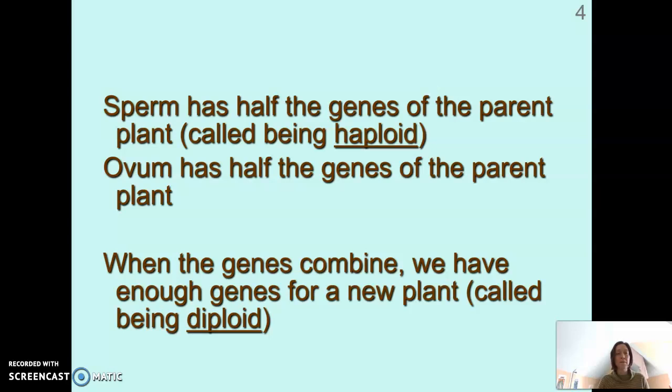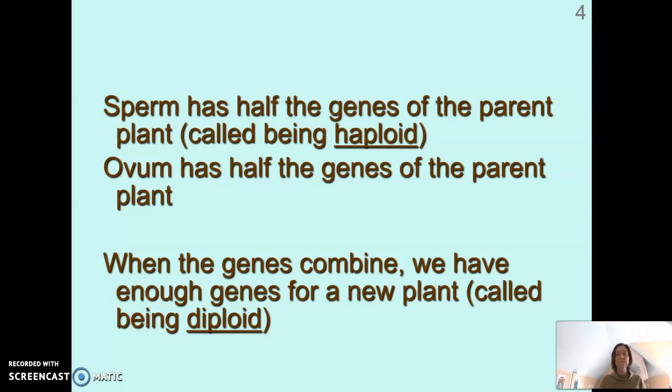So both the sperm and the ovum have half the genes of the parent plant. Sperm has half the genes, the ovum has half the genes, and they have gotten that way through a process called meiosis, which we cover in general bio. It's a way of splitting up the genes so that the gametes end up being haploid. That's what it's called, to have half the genes. So when the gametes combine, that is, when the sperm fertilizes the ovum, we restore the diploid state, and we go from 2 haploids to a diploid.